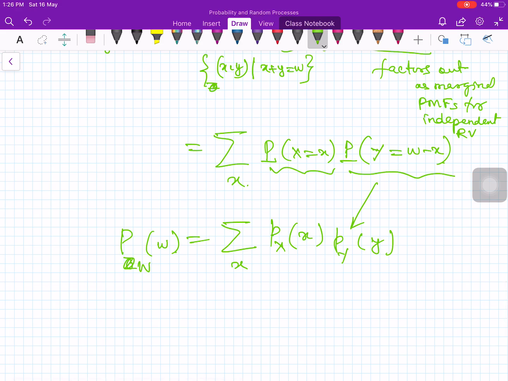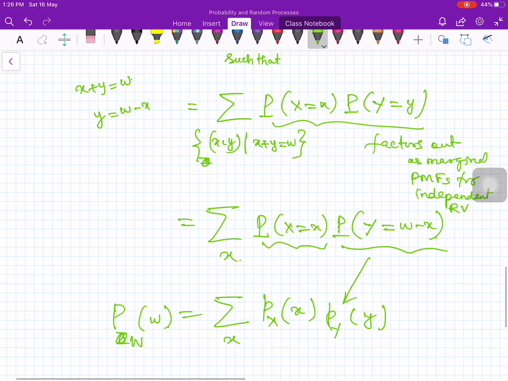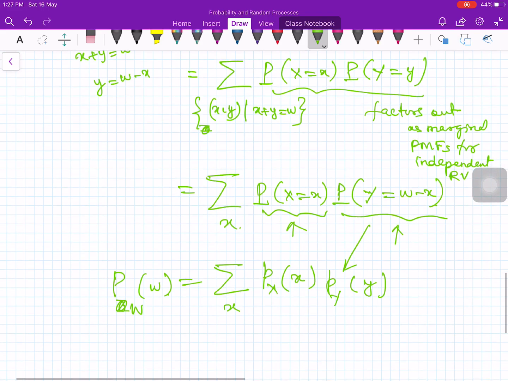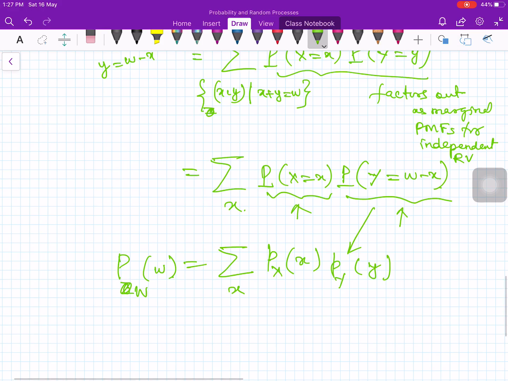Now why am I multiplying probabilities here? That's where we use the assumption that the two random variables X and Y are independent. That is why the joint probability mass function became the product of the marginal probability mass functions. So the probability that X takes a certain value and Y takes a certain complementary value is the product of the two probabilities because of the independence. So this is one probability and this is one probability. Just multiply. Now when we write that in our usual PMF notation, it is a formula of this kind. So this formula is called the convolution formula.